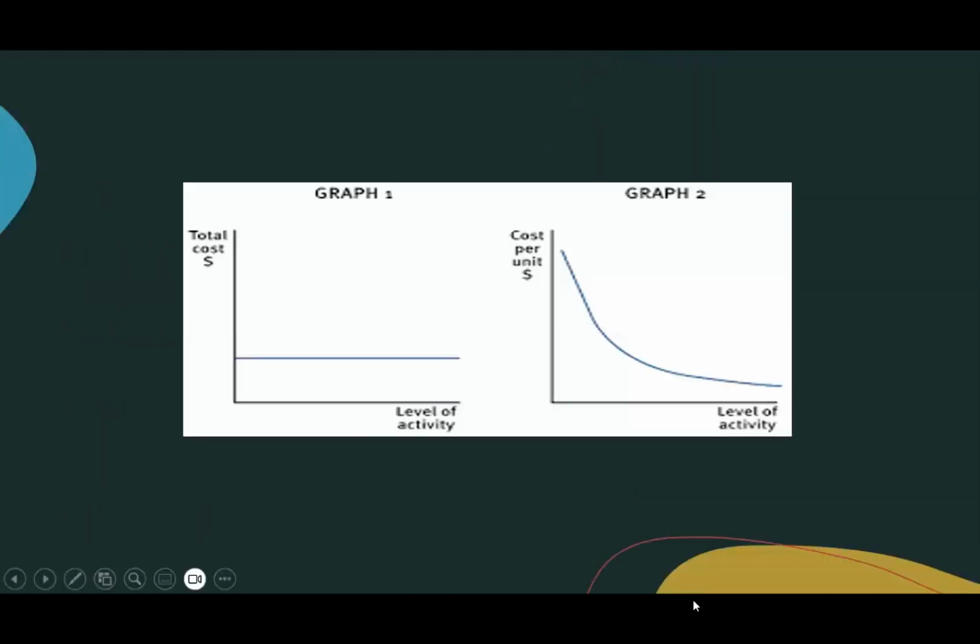So if you look at it graphically over here, you see the total fixed cost will remain the same for a certain level of activity. And if you look at the cost per unit, the fixed cost per unit will keep going down as the level of activity increases. It won't touch the x-axis, but it can come very close to the x-axis.